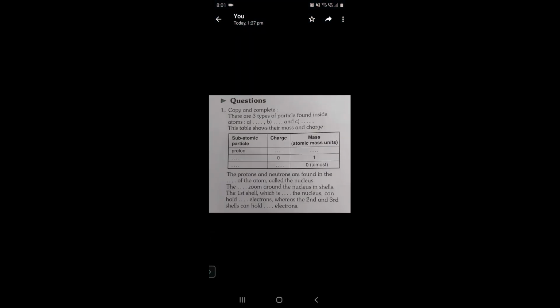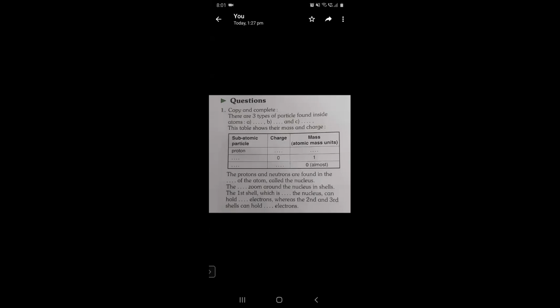So Muhammad Ali is going to solve this question. This is question number 1 on page 28. Muhammad, please be sure that you don't have background noise. Okay, Jazakallah khairan. Now let's get started. Read the question and please answer it.